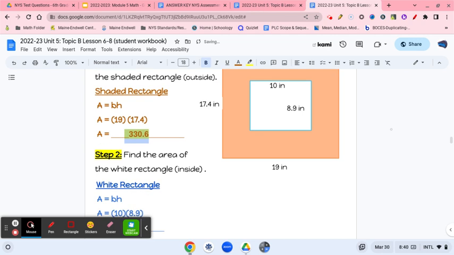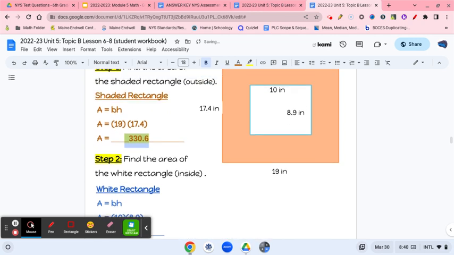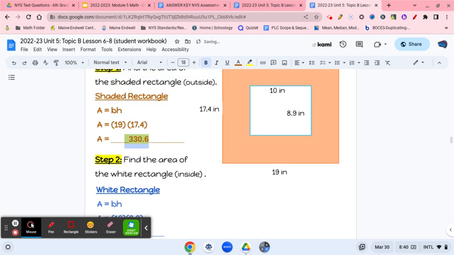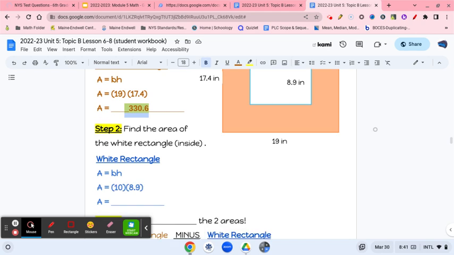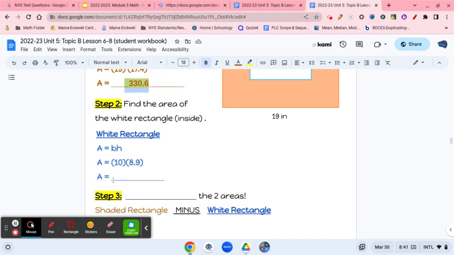Then I do step 2. I find the area of the inside, the unshaded, the small part that I want to take out. Imagine cutting out that white piece. So now I want you to just focus on that inside one. You can highlight this too. Step 2 is we find the area of what we want to take out or eliminate. So this is my base times my height. I'm going to do 10 times 8.9 on my calculator, and that is 89. Okay, so write that down.